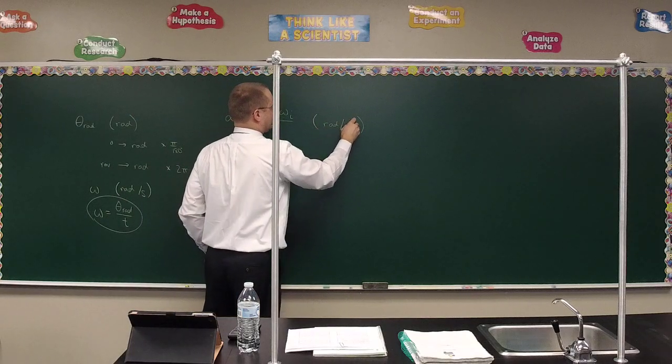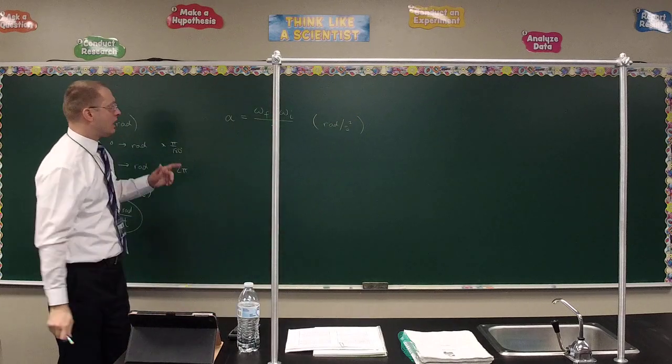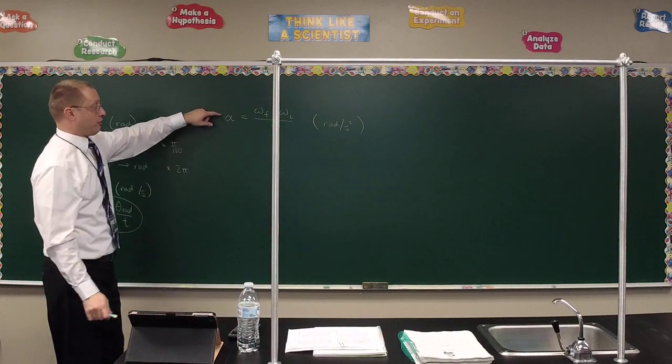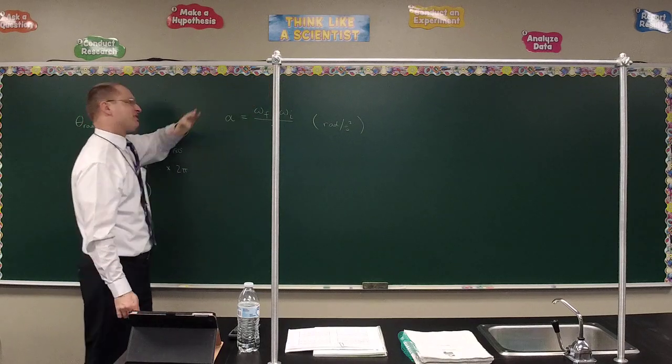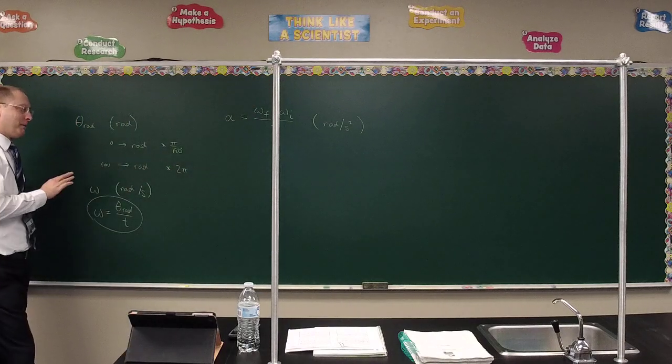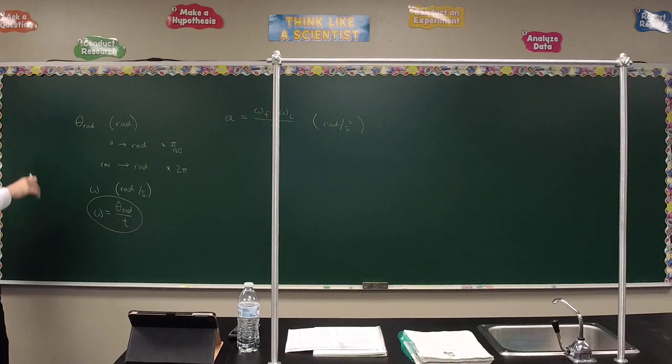The radians per second squared, or just per second squared. And we could use this to solve for alpha. We could alternatively solve for time. We could get the omega sub f by itself, and in some rare instances, maybe the omega sub i by itself. So we have these equations here.